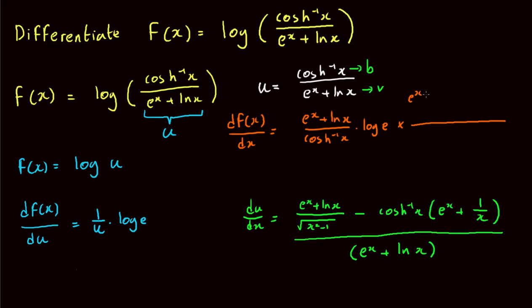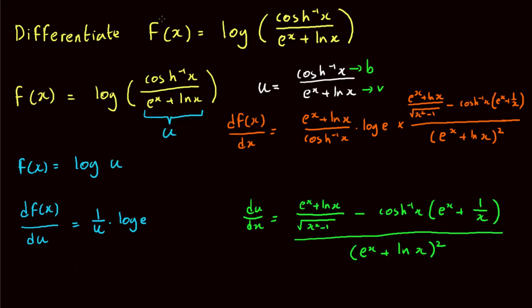So just e to the power of x plus ln x over square root x squared minus 1 minus cosine hyperbolic inverse x times e to the power of x plus 1 over x, over e to the power of x plus ln x squared. I do apologize for the messiness in the writing. And I think I forgot to do the square in the previous derivative. Yeah, squared.